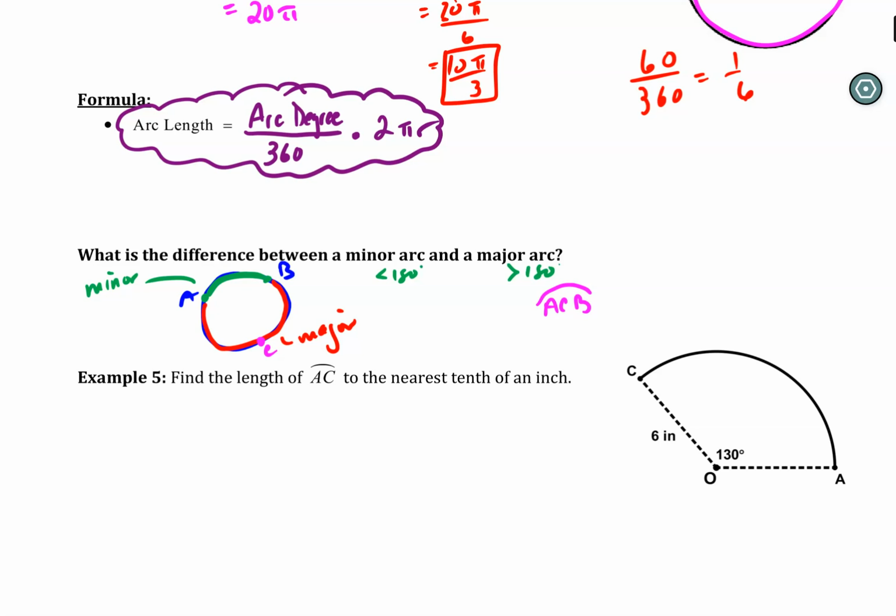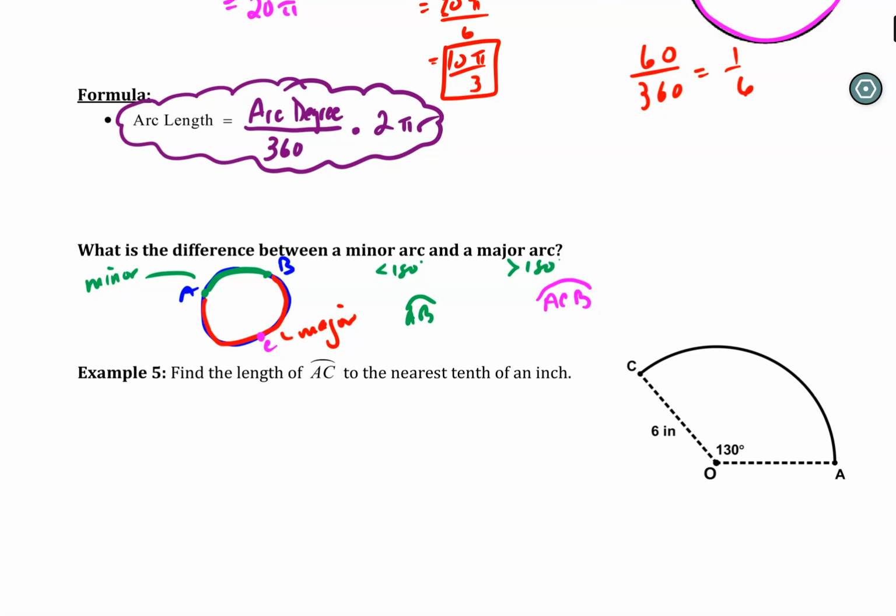So the minor arc in this case we'll call arc AB. The major arc would be ACB. But again, if I didn't have that letter, I'd have to physically write out the word major and then say arc AB. But again, we'll get into more detail with that in the next couple of days and units. But it's good to have in the back of your mind as you go.